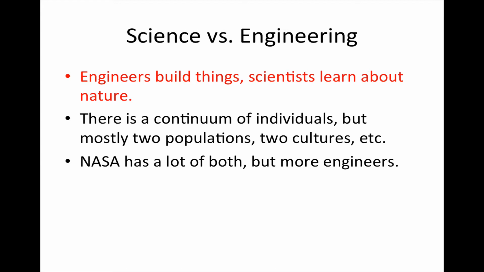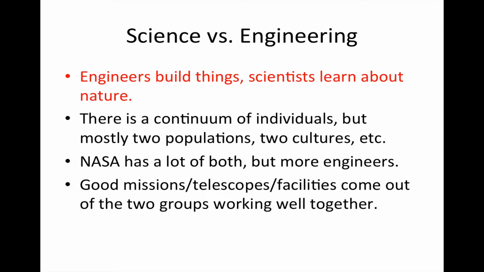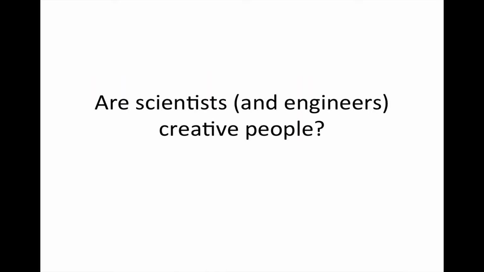NASA has an awful lot of both engineers and scientists, but they have more engineers because they build a lot of things. Really good missions or telescopes or facilities of any sort come from engineers and scientists working closely together. They have to work really closely. They have to be involved. Both engineers and scientists need to be involved heavily in the project.